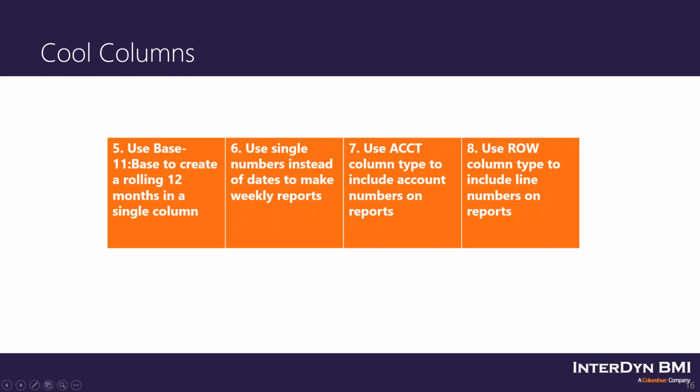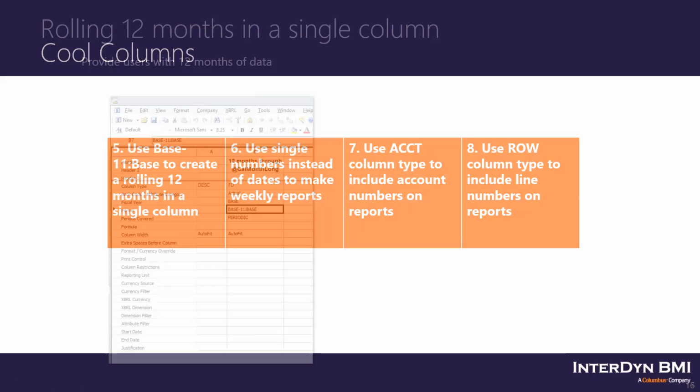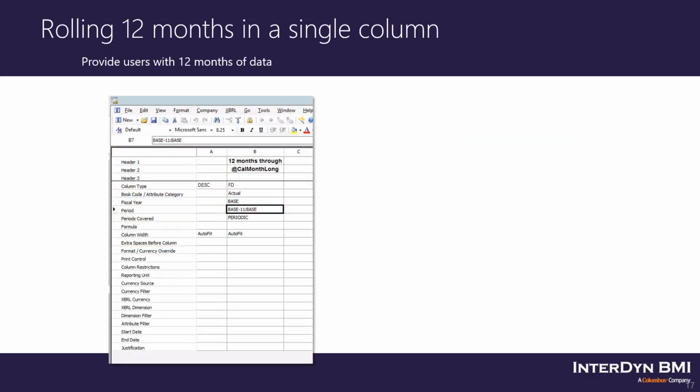All right, so the first thing we're going to look at is a column. Say you want to have a single column that contains all 12 of the previous months. So you need to provide the users with 12 months worth of data, but you want it all in 1 month and you need it to be rolling. You can actually use a combination of base minus 11 colon base to create the column to give you all that information in one column.